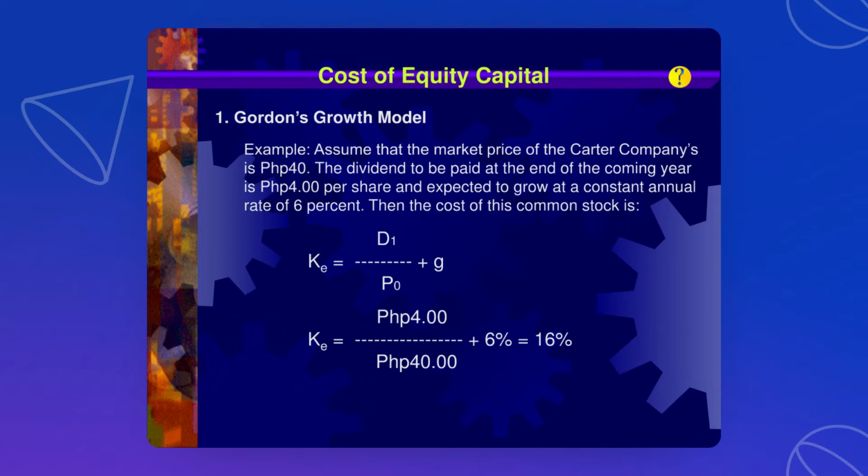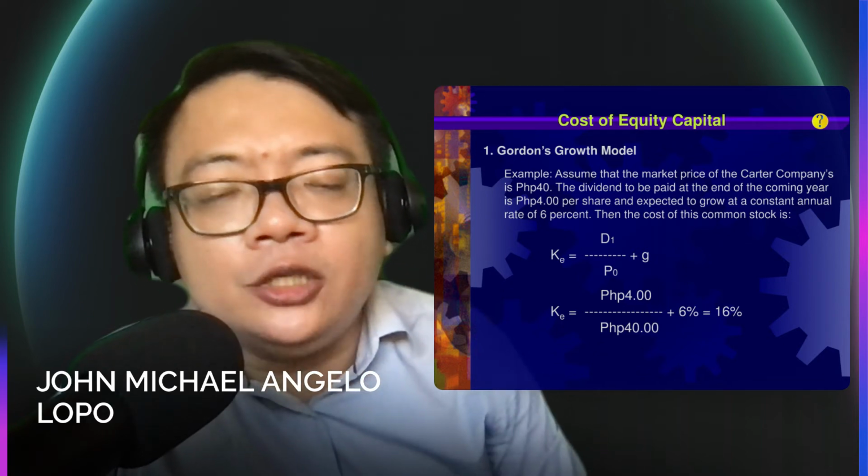Sorry, not market value minus flotation cost minus underpricing cost, and that's your net proceeds. Okay, and plus G, and the G here is at 6%. I will not discuss now what you mean by flotation cost and underpricing cost. It is the cost in issuing your stocks.